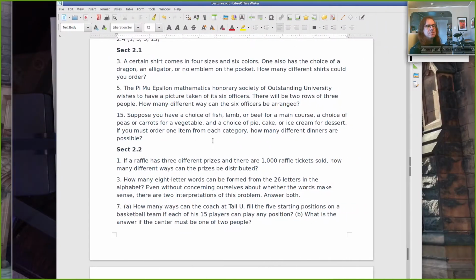All right, and let's see, homework question 2.1 number 5, sure, we can go over that. So let me pull up the homework. Let's see, 2.1 number 5. Honor Society wishes a picture to be taken of its 6 officers. There will be 2 rows of 3 people. How many different ways can the 6 officers be arranged?